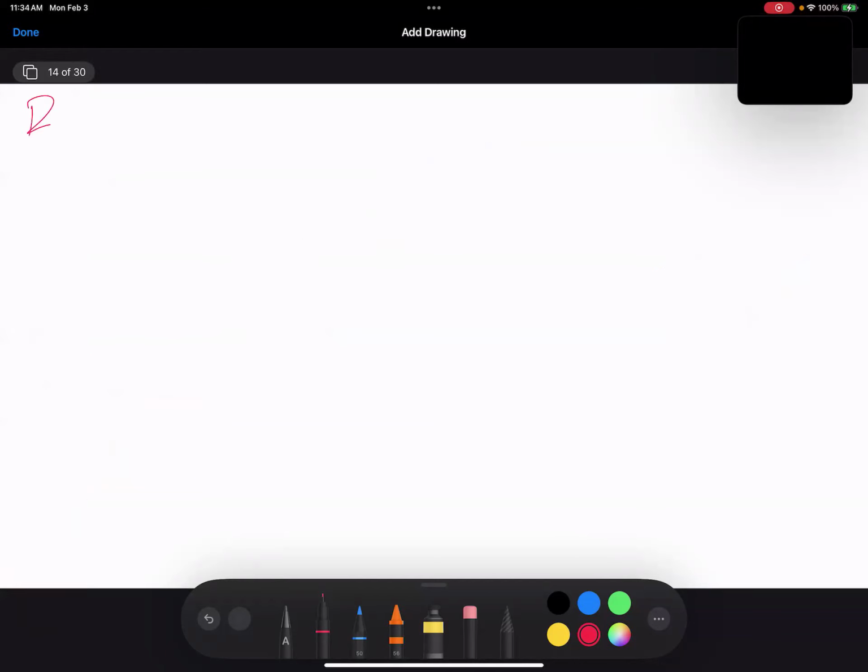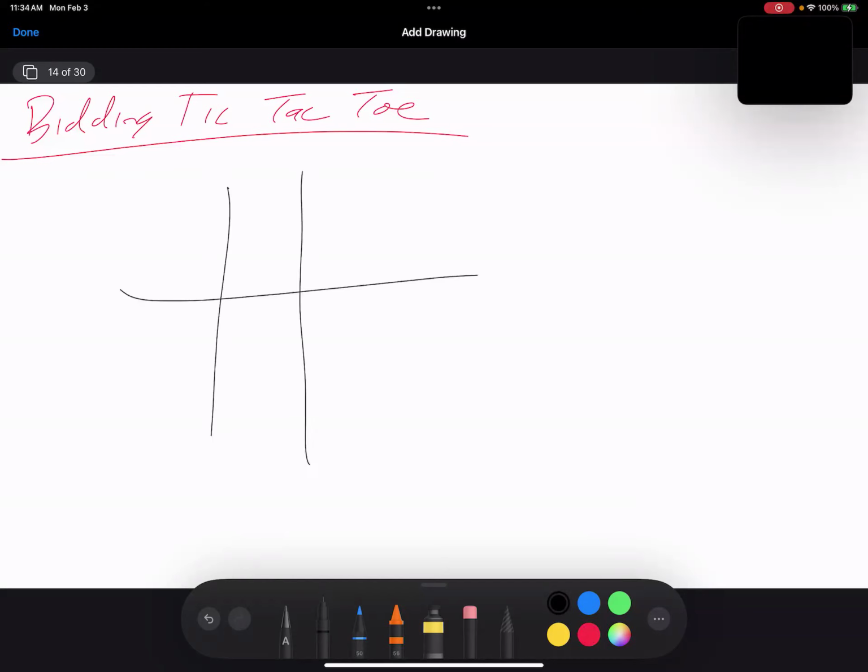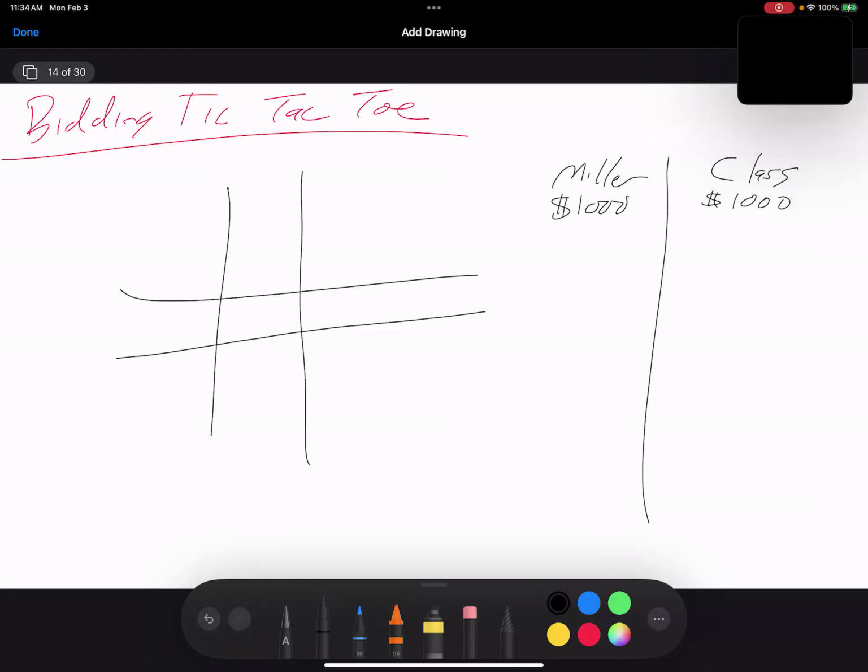So there is bidding tic-tac-toe. Anybody heard of bidding tic-tac-toe? The way bidding tic-tac-toe works is we each start off with $1,000, and we bid for the right to move. There's 2 ways you can play. Whoever wins the bid gets to move and gives the money to the loser, or the money goes to the bank. I like to give the money to the loser.